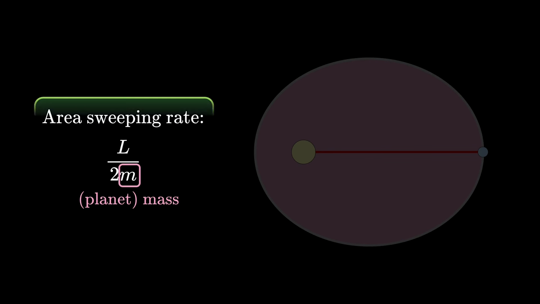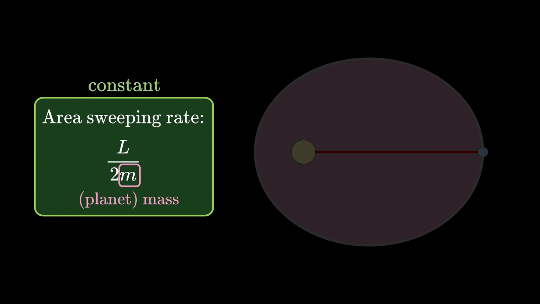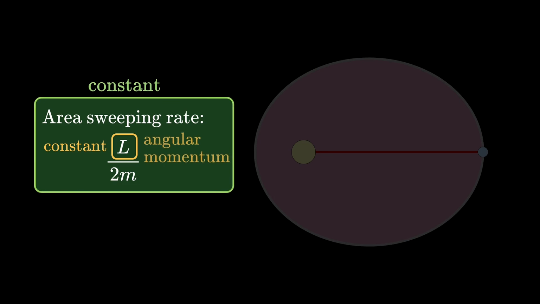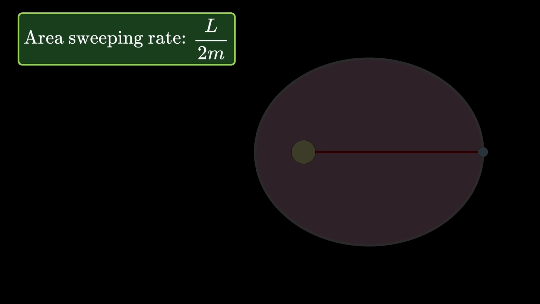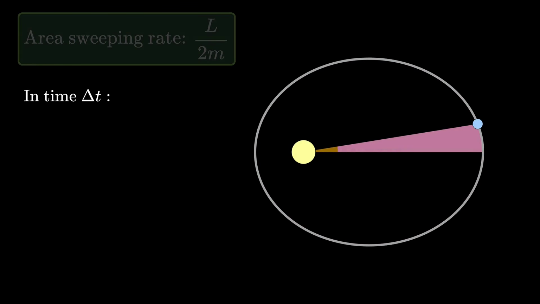Since we have shown this sweeping rate is constant, L is also a constant, and in fact, this constant is known as angular momentum. Let's think about area sweeping in a slightly different way. In a small period of time delta t, the region swept out is very close to a circular sector, with the radius r being the distance between the star and the planet, and the angle subtended denoted as delta theta.